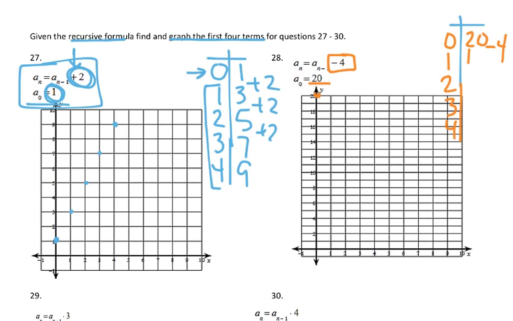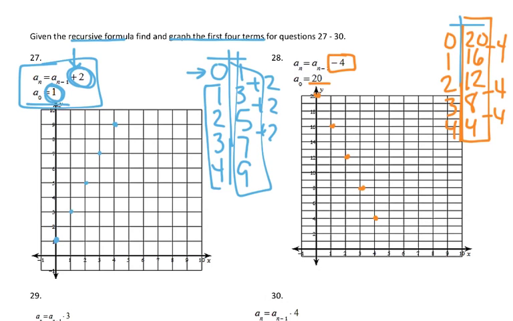So we'd end up with 16. So 1, 16. Then 12. So 2 up to 12. 3 subtracting 4 would give us 8. Then 4. So 3, 8, and 4, 4. And once again, we don't draw the line, we leave it as dots. And that's all we need to do. So you need to include these numbers in part of your answer as well, and the graph. And those are for the arithmetic ones.